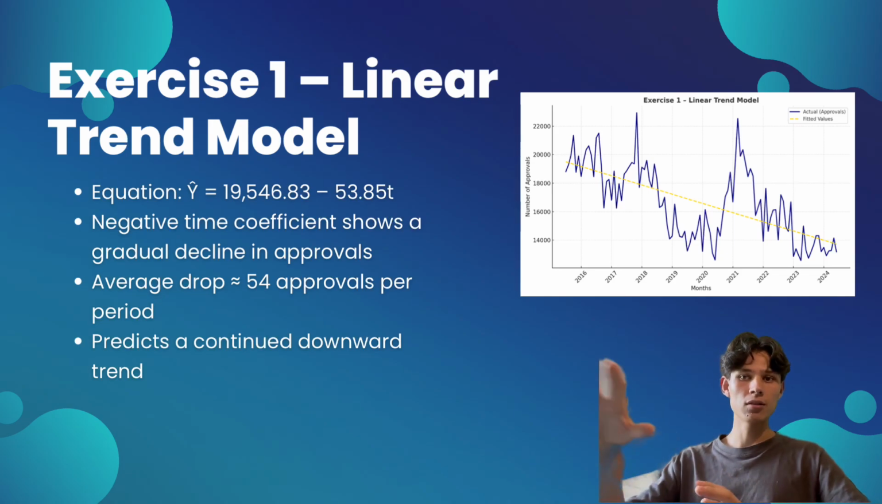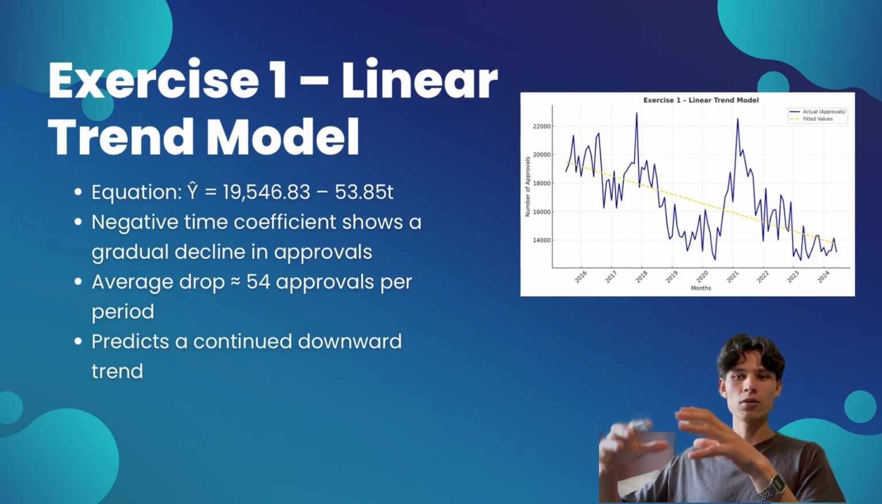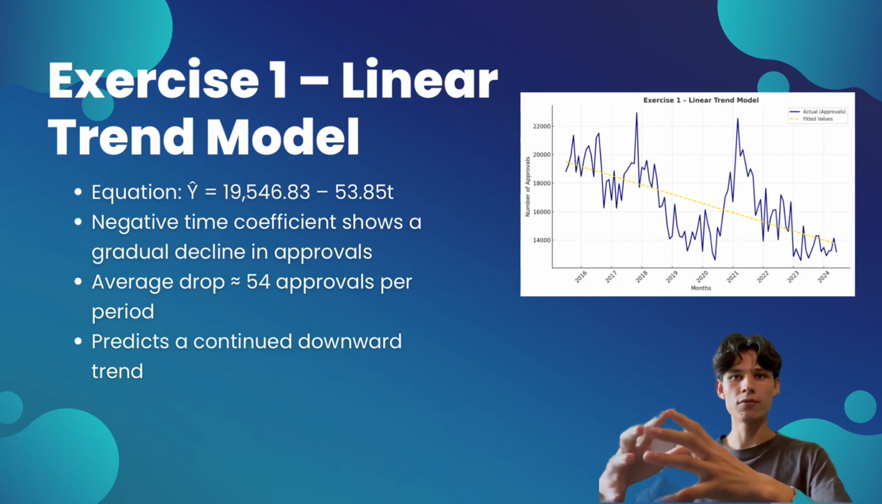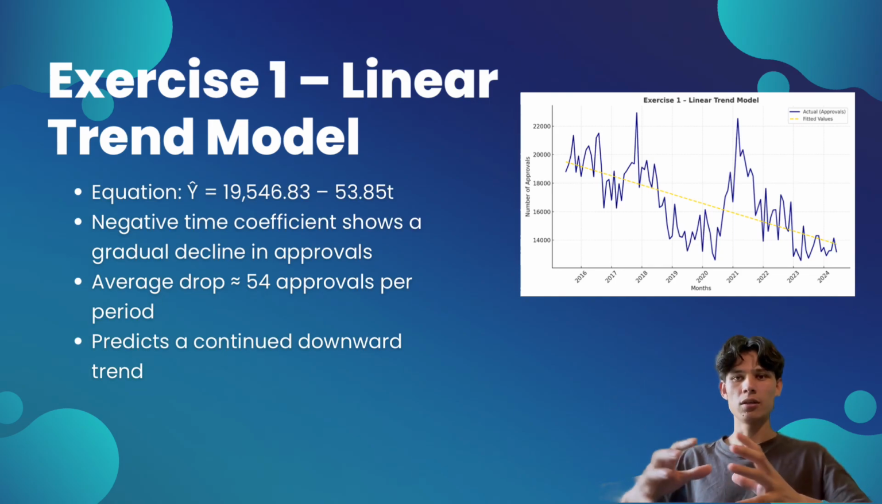If you have a look at the charts I got, Figure 1, the fitted line closely follows the actual data, with only small fluctuations around the trend. Forecasts for future months continue this decline, suggesting a steady reduction in building approval activity if the current trend persists.